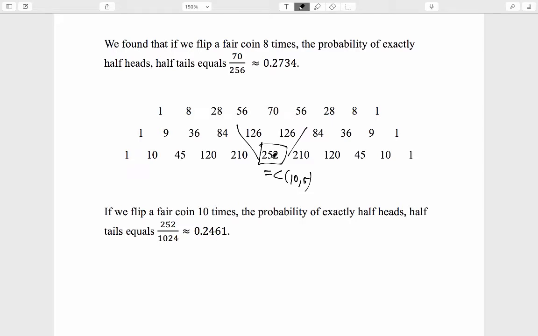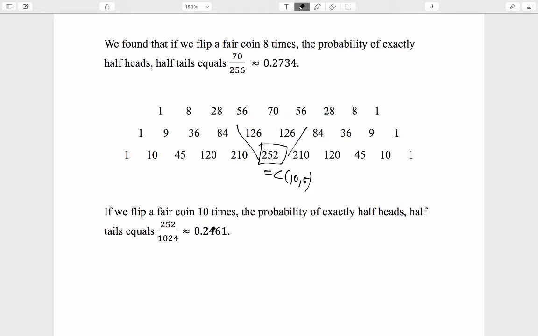Thus there are 252 distinct outcomes in the experiment of flipping 10 times, in which there are 5 heads and 5 tails. Out of 1,024 distinct possible outcomes total, that is only about 0.2461, which is less than what we got for 8 flips. Some students find this surprising. They find it surprising that it's harder to obtain exactly half heads, half tails on a greater number of flips.